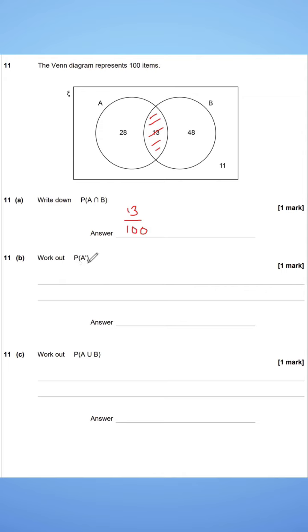Part B says work out the probability of A prime. A prime means everything besides A. So that would be all of this circle, so B, not the intersection part this time, and the sets outside the circle. So we would do 48 plus 11, which is equal to 59. So the probability would be 59 over 100.